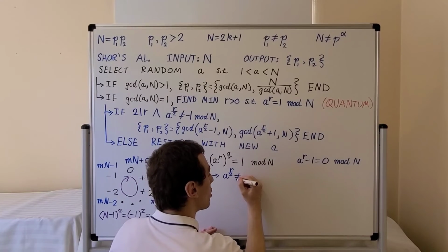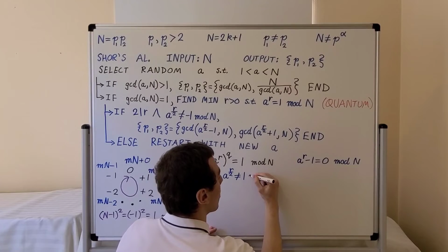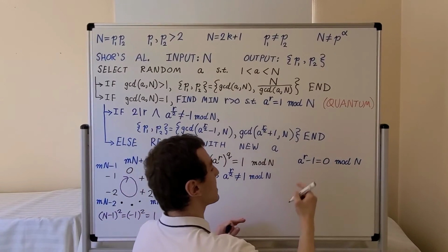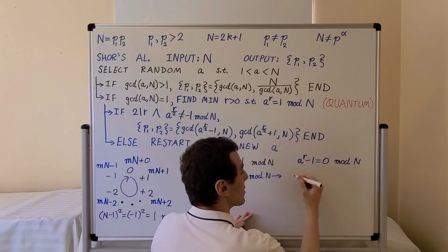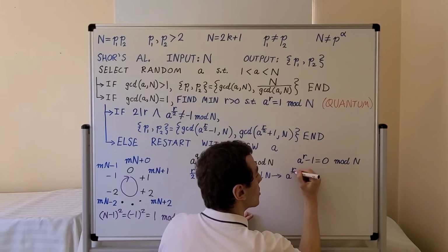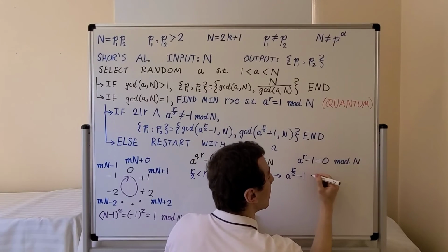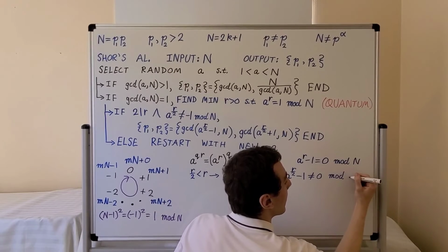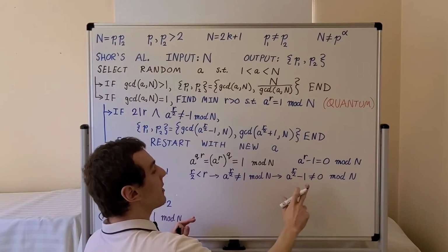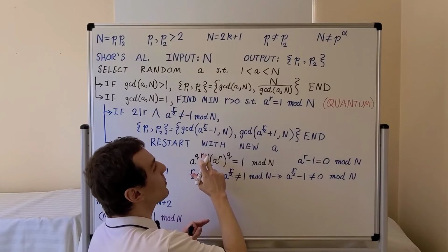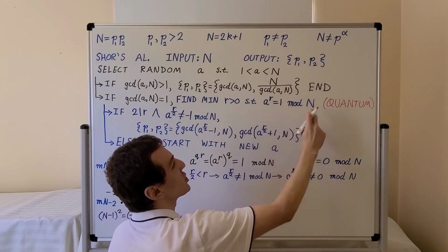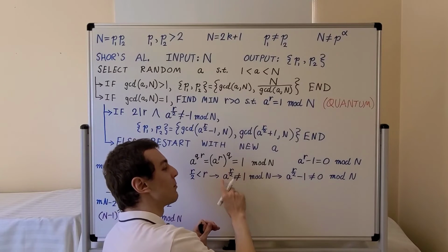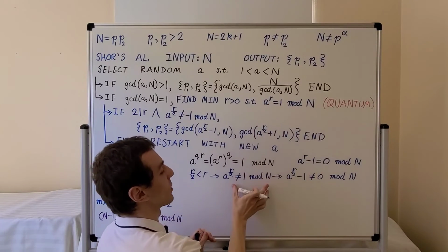So that means this is not going to equal 1 mod n. And we can move the 1 to the other side just like we did over here. And that's going to give us the relationship a to the r/2 minus 1 is not equal to 0 mod n. So the reasoning over here is that r has to be the minimum positive integer such that this relationship is satisfied. And r/2 is less than that minimum, so it is impossible for r/2 to satisfy this relationship.